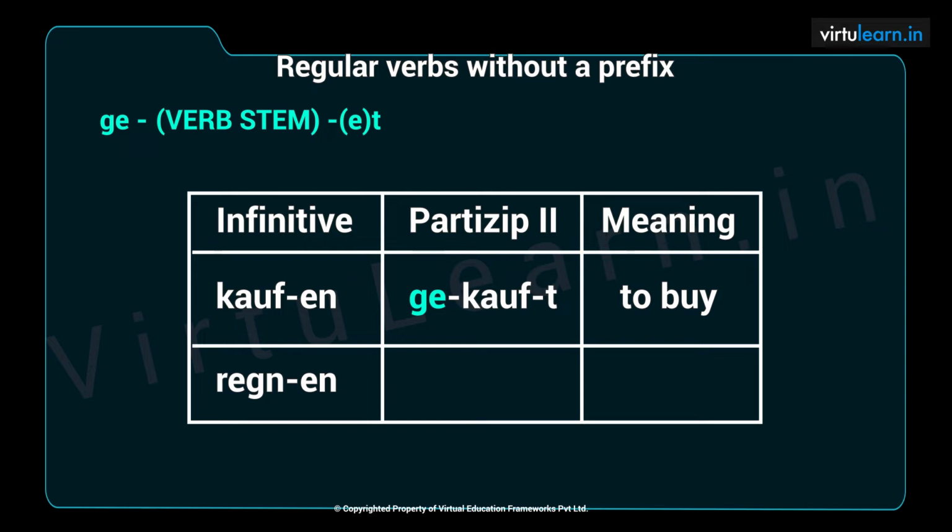The verb regnen, which means to rain, remove the en ending. The prefix ge followed by the stem regn, R-E-G-N. Since the stem is ending with N, we need to add one additional E and at the end the T ending. So together it becomes geregnet.